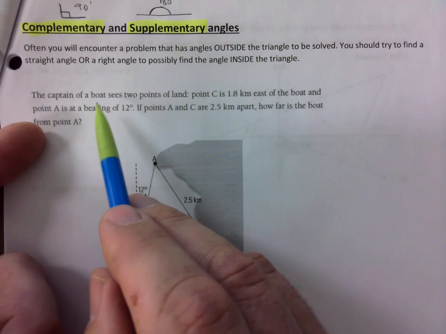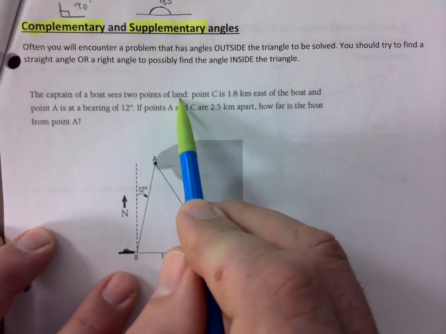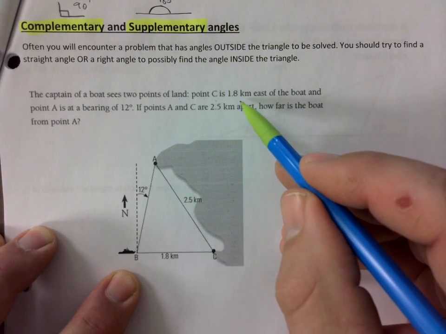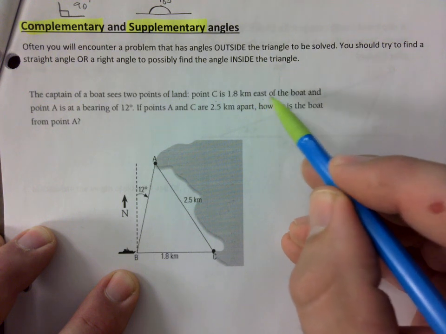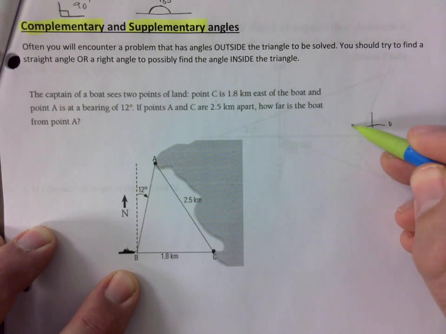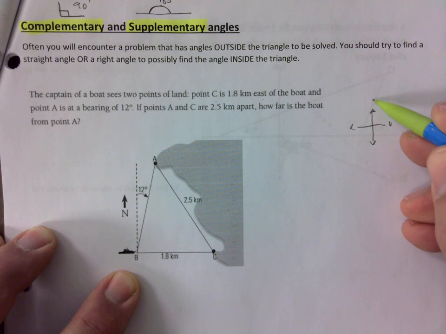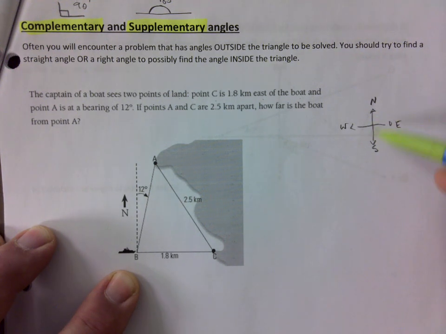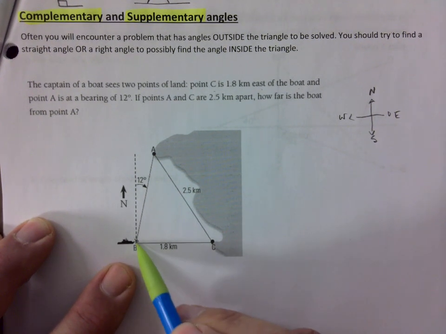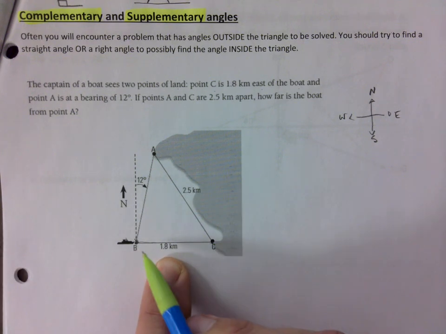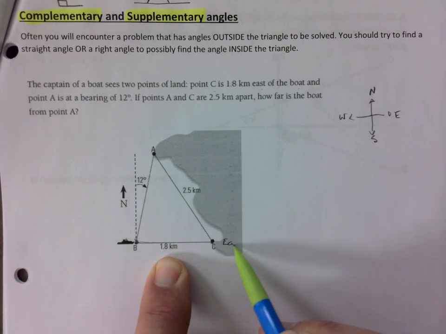So the captain of a boat sees 2 points of land. Point C, the first point, is 1.8 kilometers east of the boat. You need to know your compass rose on this one a little bit, but the diagram is there. North, south, west, east. Okay, compass rose. So if this is the boat, the captain notices point C, 1.8 kilometers east. That makes sense, right? This is east.